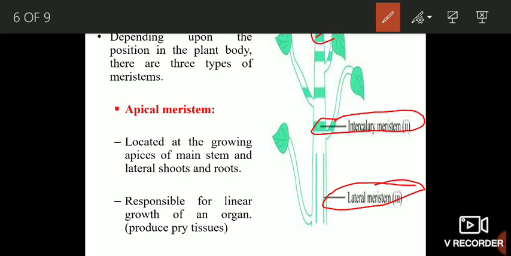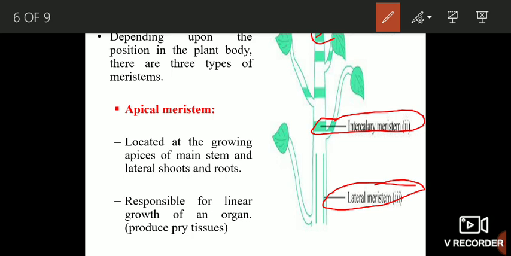Apical meristem is located at the growing apices of main stem and lateral shoots and roots. Okay? The apex of main stem and the apices of lateral shoots and the apices of roots, they contain some meristematic cells at their tips. Okay? And those meristematic cells form the apical meristem. If the apical meristem is present in case of shoots, it is known as shoot apical meristem, and in case of roots, it is known as root apical meristem.